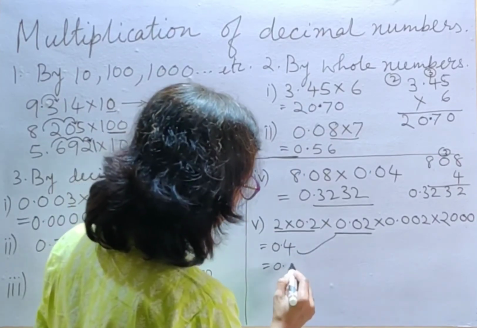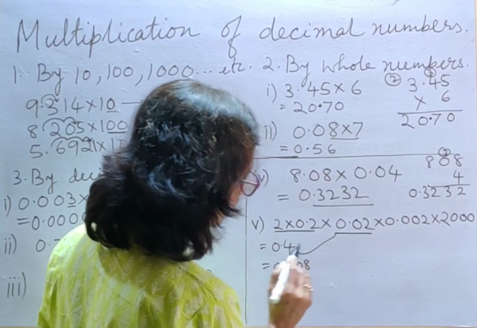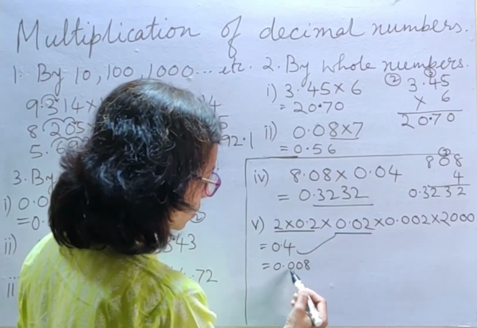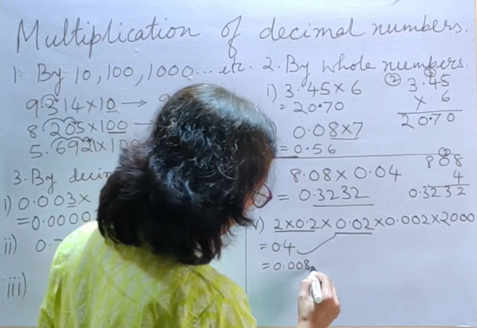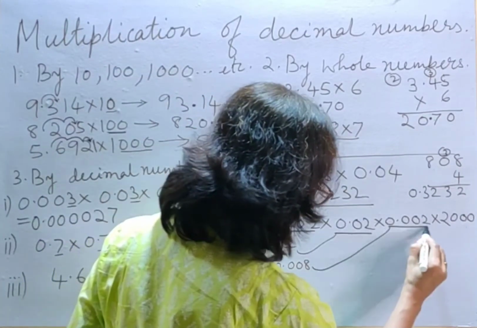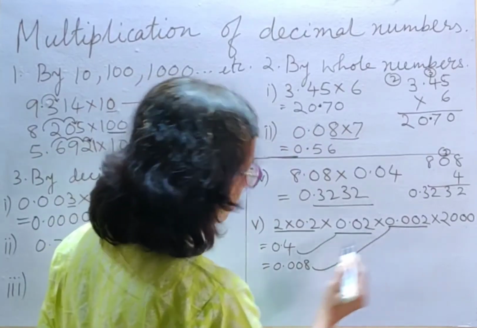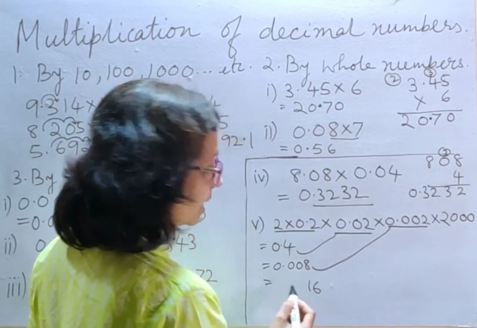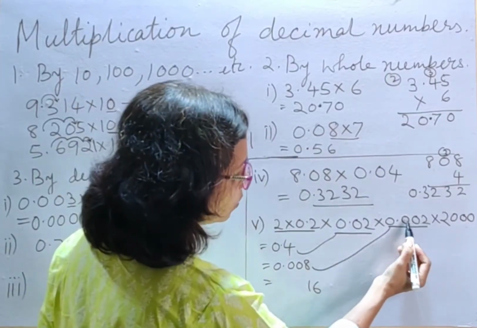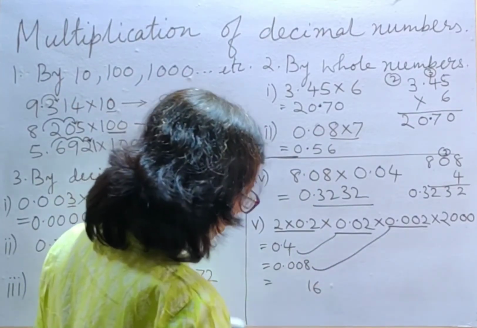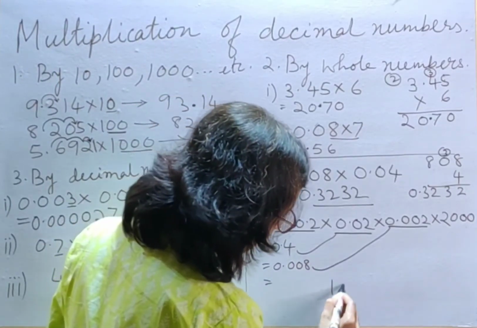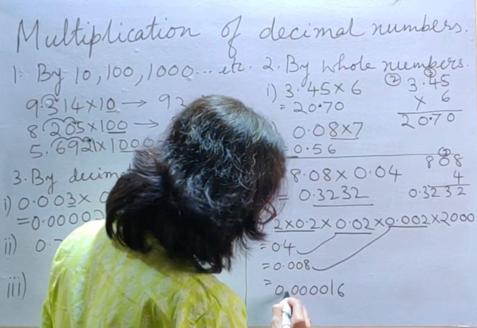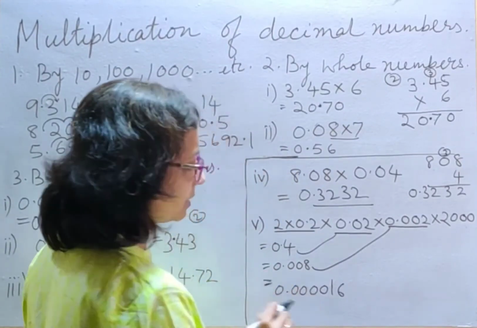0.008. So 4 to the 8 and 1, 2, 3. Okay. Now with this we will multiply the next one. Now 8 twos are 16. So we will write 16 here. How many decimal places are there? 1, 2, 3, 4, 5, 6. So we can write 16 little far and 1, 2, 3, 4, 5, 6. So this is our product till here.